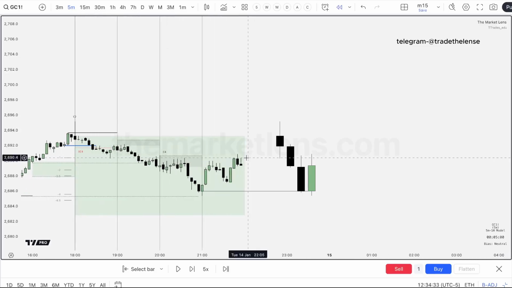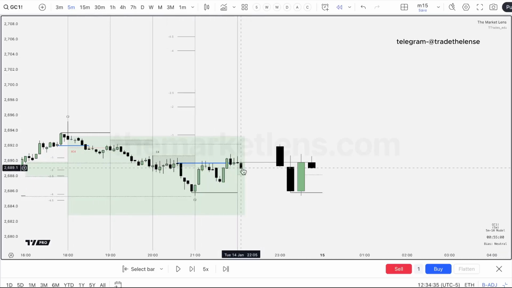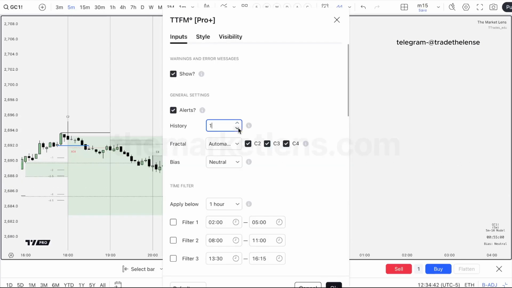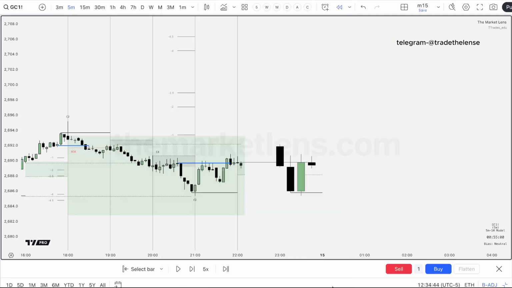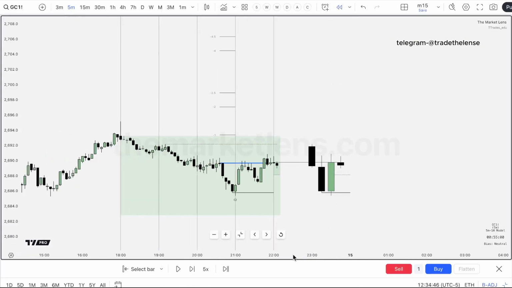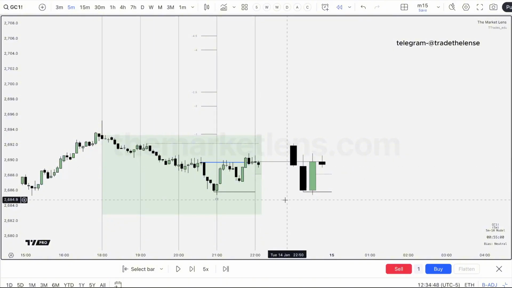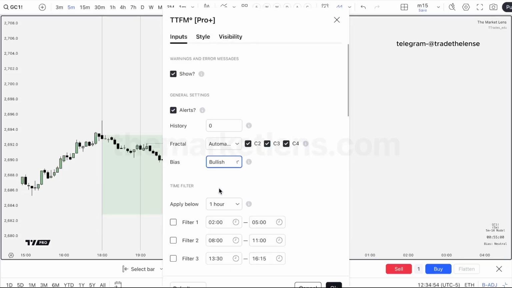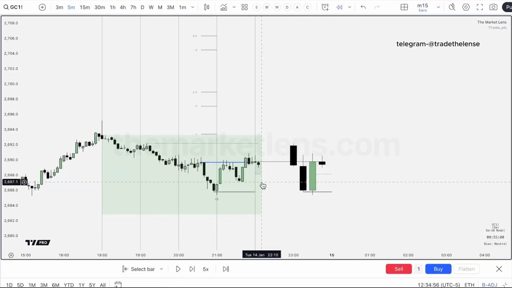I'm going to be looking for, and then there's a buy setup inside the higher time frame buy setup, right? So that's the overlap. And I don't know why it's still showing. There we go. Now it's only showing the most recent one, right? Or if I know I'm looking only for buys, I can just set this to bullish, right? And then it would only show buys.